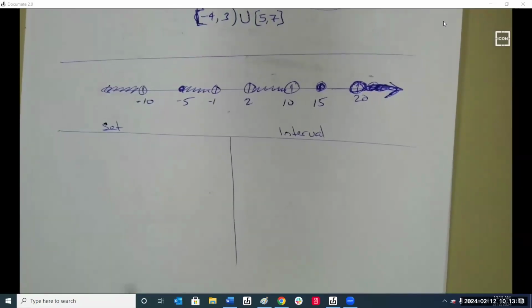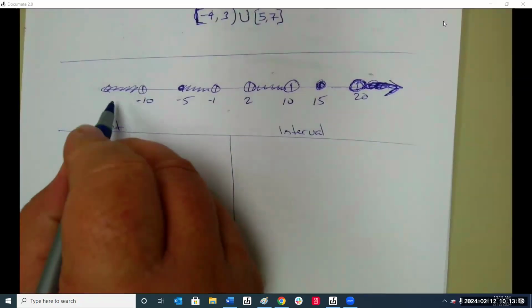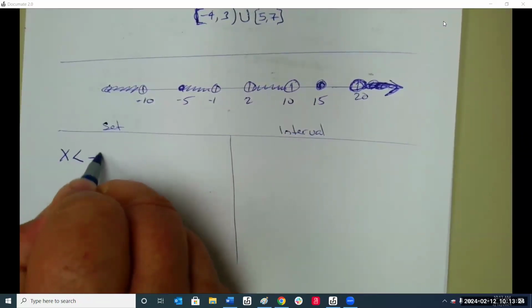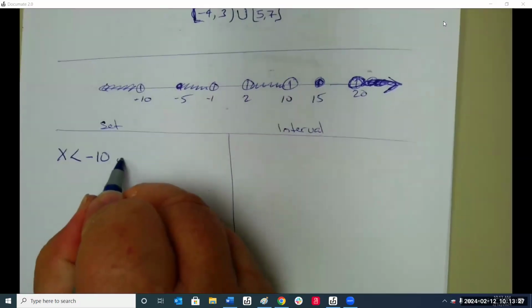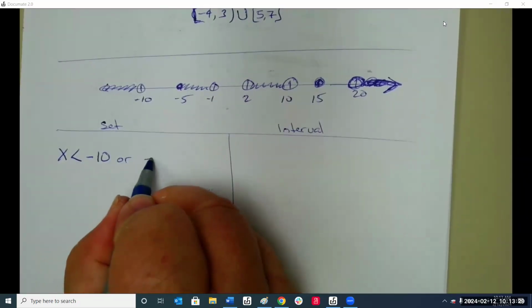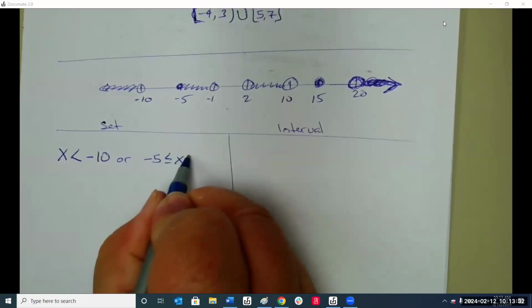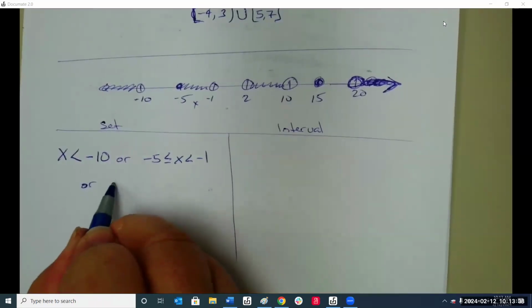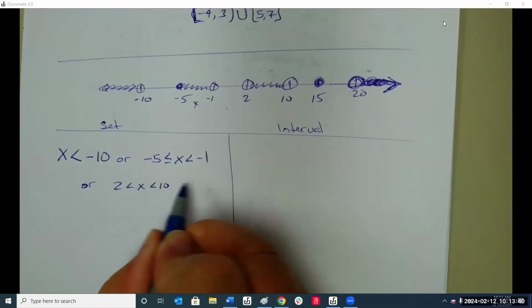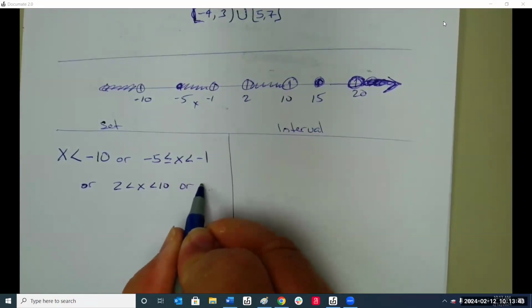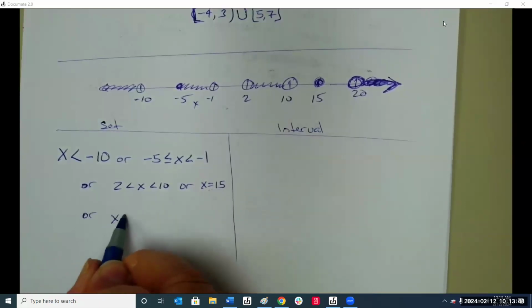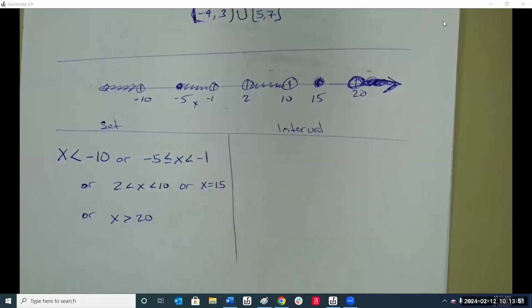All right, how would we do the set notation? So first part, x is strictly less than -10, or very good, or very good, very good, very good.